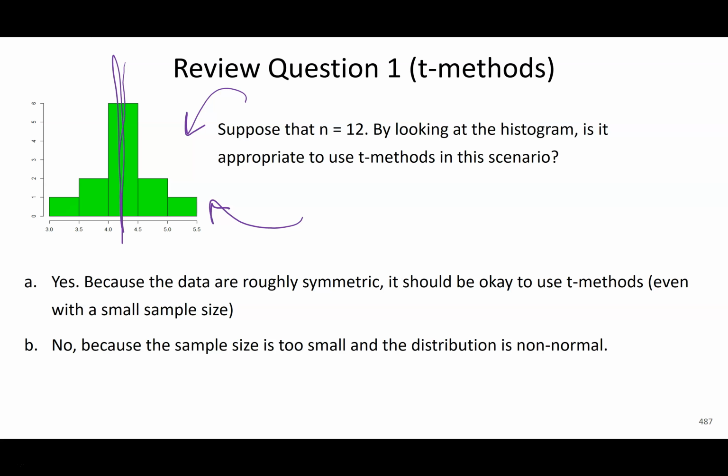It does have one peak. So I would argue it would be appropriate in this instance to go ahead and use the t-methods. Even though our sample size is 12, 12 is probably going to be big enough. The t-methods are robust enough that this is going to work well.